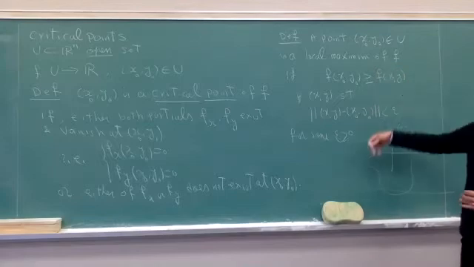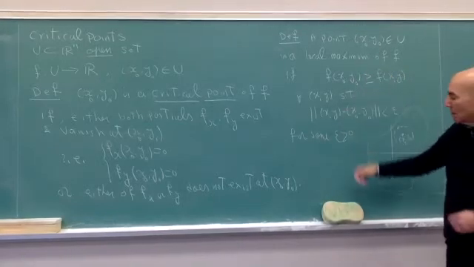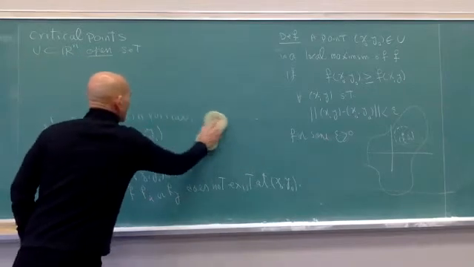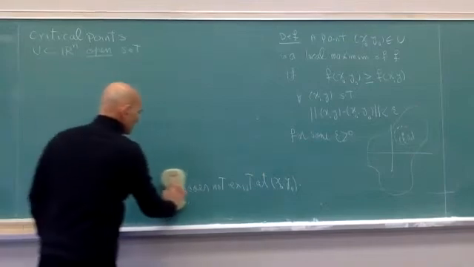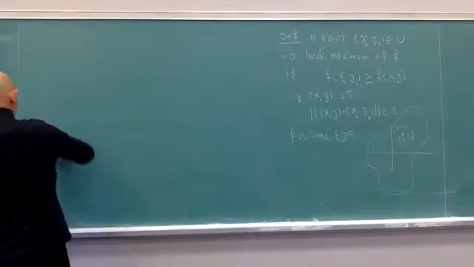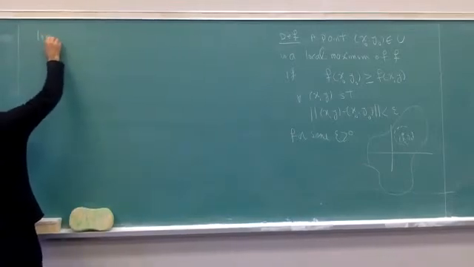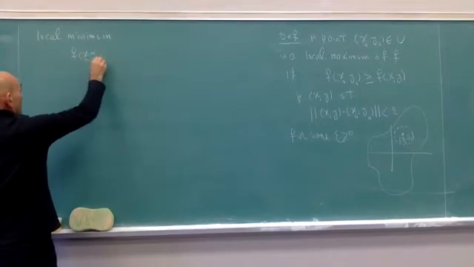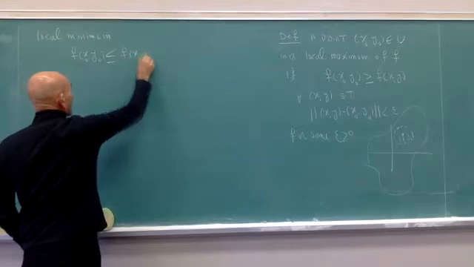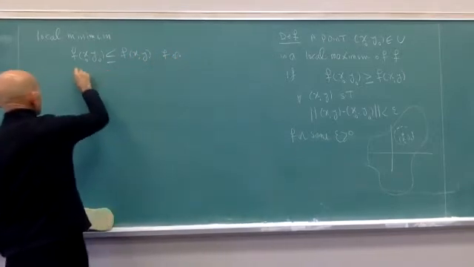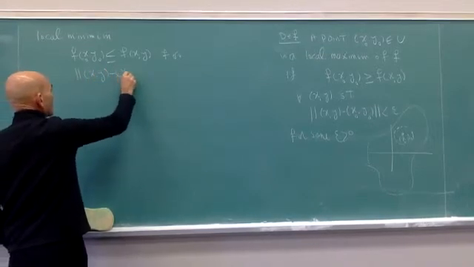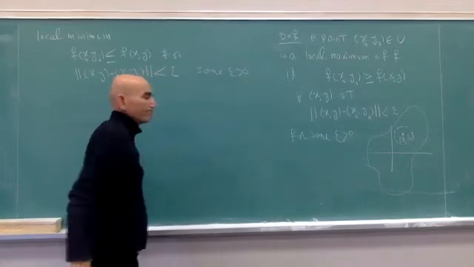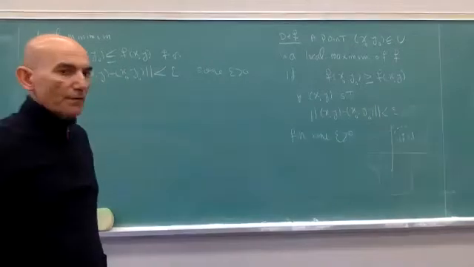And of course, you can define local minimum completely parallel to this. So the idea of local minimum is that, right here. Local minimum. It just means that f of x0, y0 is less than or equal to f of x and y for some epsilon positive. Okay. So that's the idea.